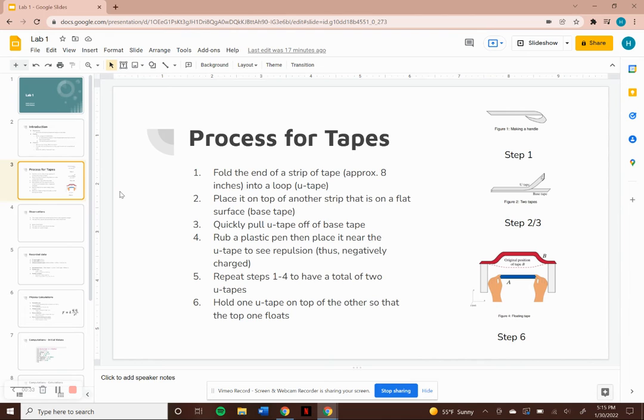The process for the tapes is first to fold the end of a strip of tape into a loop, and this will be our U-tape, seen in the first picture. Then we will place it on top of another strip that is on a flat surface and quickly pull the U-tape off the base tape, shown in the second picture. Rub a plastic pen on it to see that it is negatively charged, and then repeat steps 1 to 4 to have two U-tapes. Then we will hold one U-tape on top of the other so that the top one floats, thus showing the repulsion between them since they have like charges, shown in the third image.